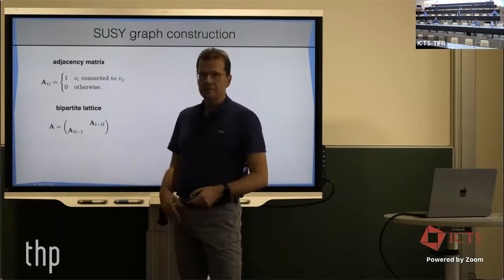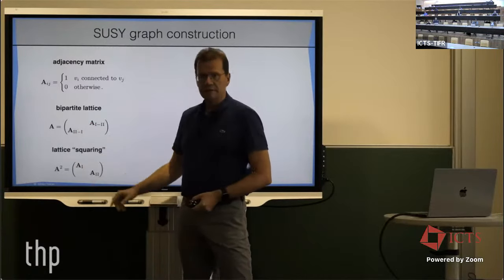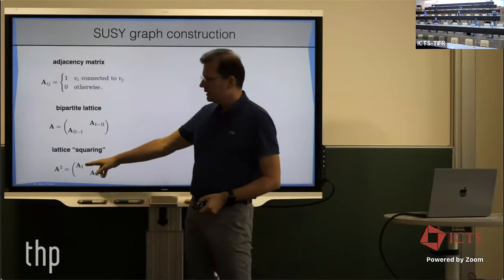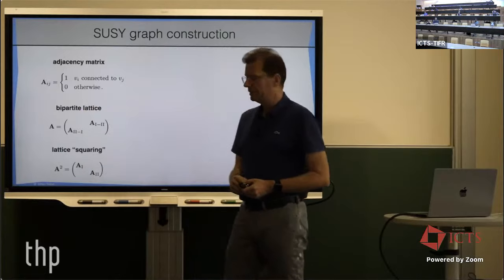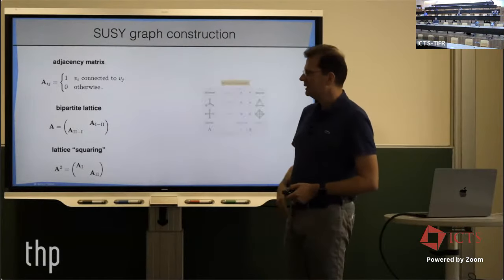But if you square the adjacency matrix of such a bipartite lattice, then you end up with coupling only within the sublattices. So taking two steps, two hops, in such a model always brings you back to the same sublattice for a bipartite lattice.